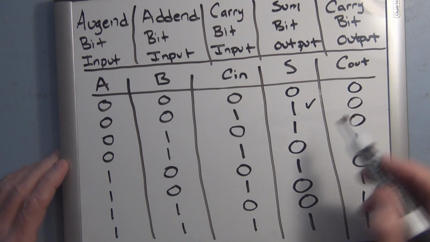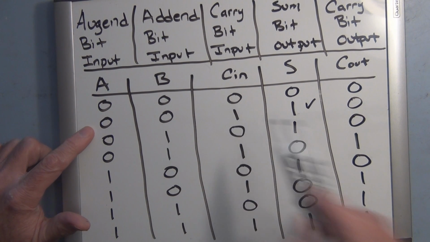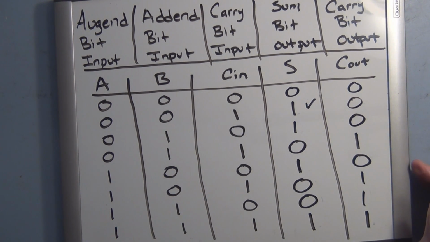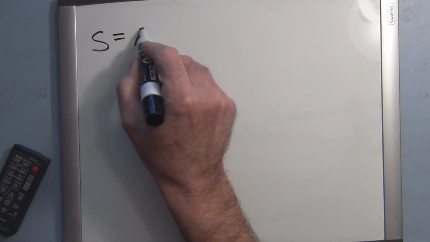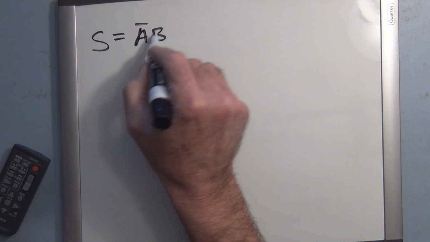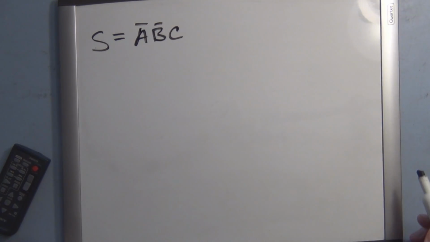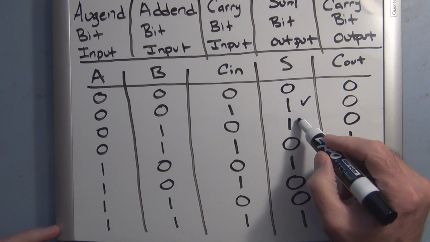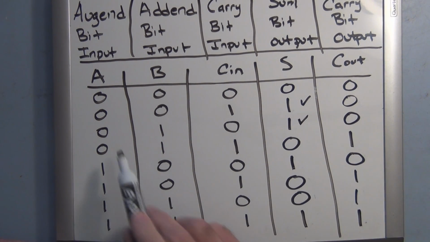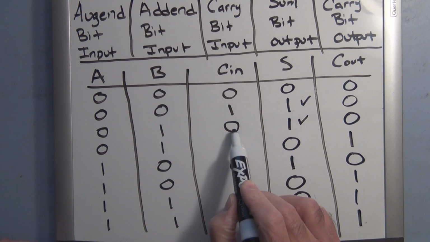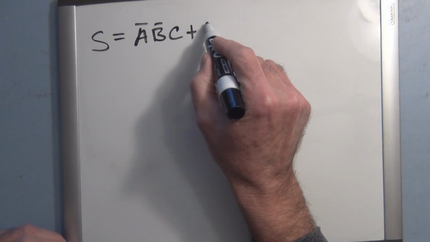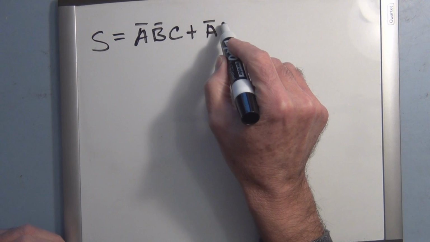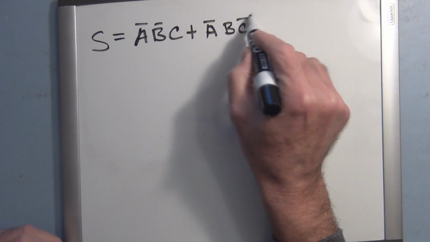So the first one here is A0, B0, C. So the sum will equal to, the first term is A0, B0, C. The second term, where the sum is a 1, is A0, B, C0. So we add here A0, B, C0.